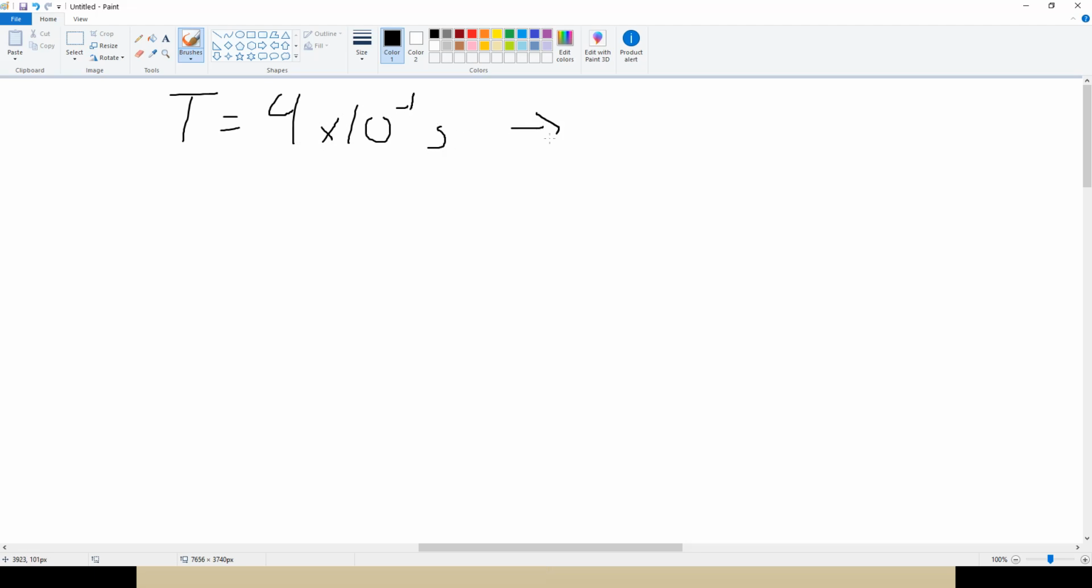And as I said before, once I know one term, I immediately know that the other term is 1 over this. So if I plug into the calculator 1 over 4 times 10 to the negative 1, I get that the frequency is 2.5 hertz.